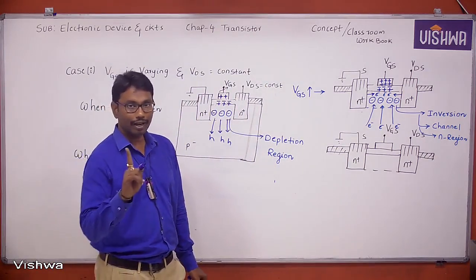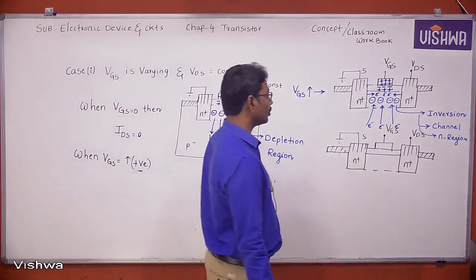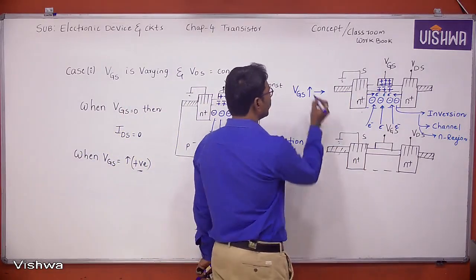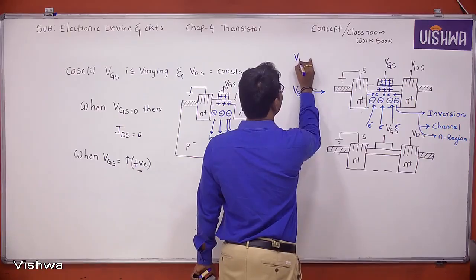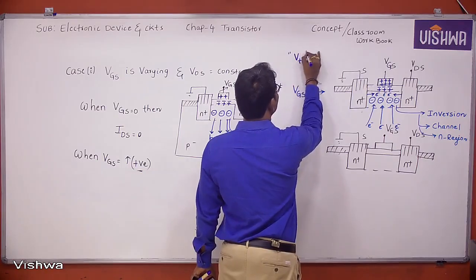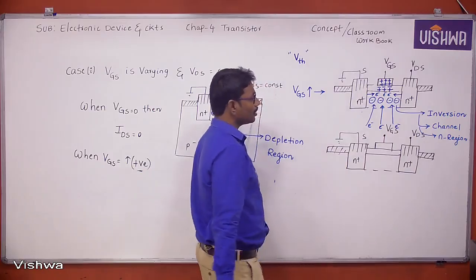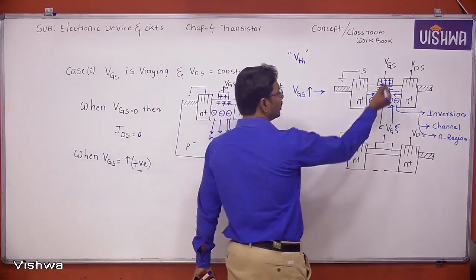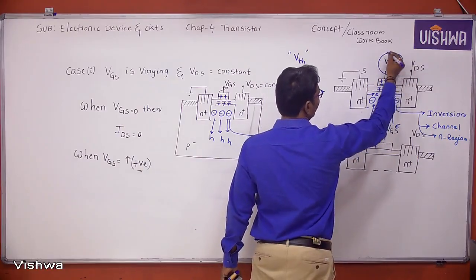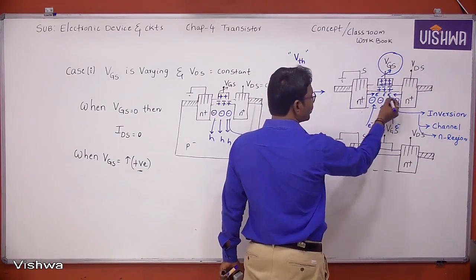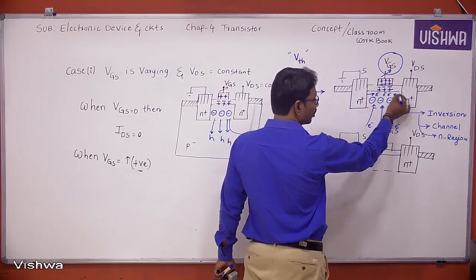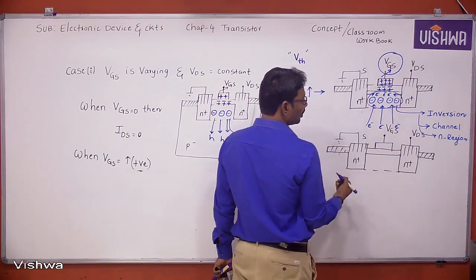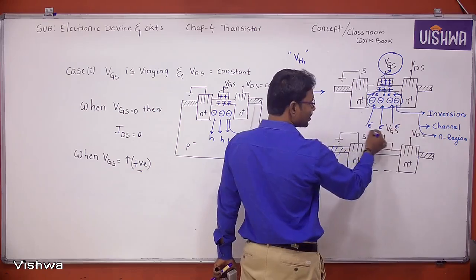Okay. Now here I can define a threshold voltage, represented by VTH. What is the threshold voltage? Threshold voltage is the applied voltage at which the electron concentration in the channel is equal to the hole concentration in the substrate.